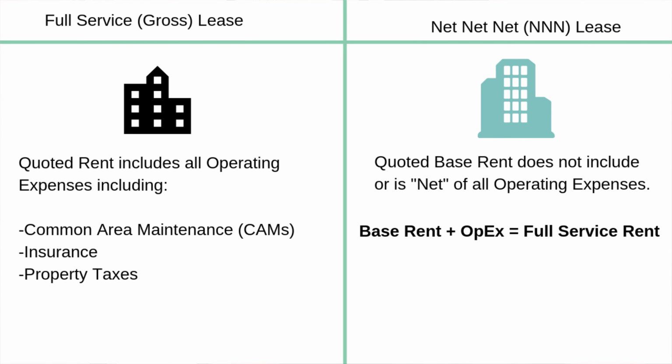On the other end of the spectrum, a triple net lease is a quoted number where it excludes, or it's net of, all of these operating expenses. So your common area maintenance, your janitorial, as well as the insurance and property taxes. So you'll still pay a separate operating expense number in addition to the quoted triple net rent. And then when these are added together, you'll have a gross, or an equivalent number that you can compare to the full service number.